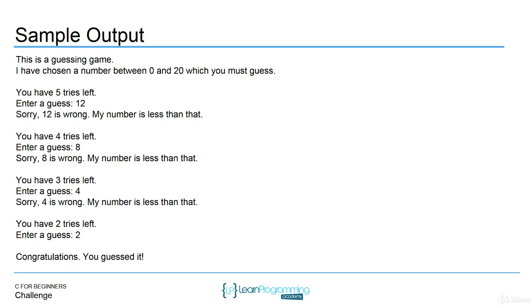I said, or they had 3 tries left. They entered 4. I said, 4 is wrong. And then they had 2 tries left, and they finally guessed my number, which was 2. Once they guessed the correct number, I told them, congratulations, you guessed it. So they won the game because they still had 2 tries left.